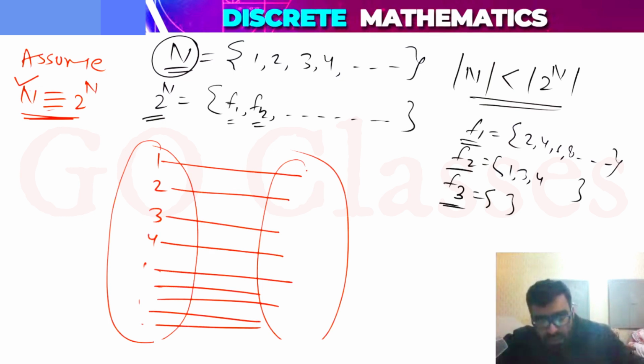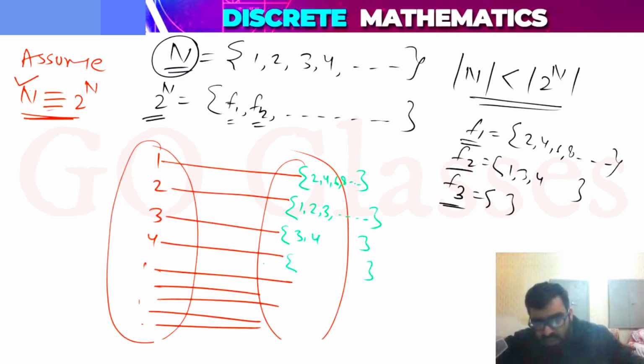Okay, now in this one-to-one correspondence, I don't know to which subset of N this 1 is mapping. I don't know, but let's assume that this is the set 2 4 6 8 and so on, basically the set of even natural numbers. Now next, I don't know to which element this 2 is mapping, but let's assume that element is 1 2 3, maybe N itself. Okay, I don't know, you can put anything. I don't know to which element this 3 is mapping, but let me map it to maybe 3 comma 4.